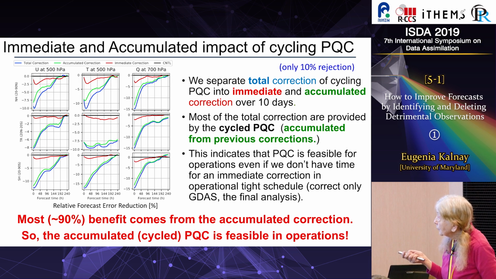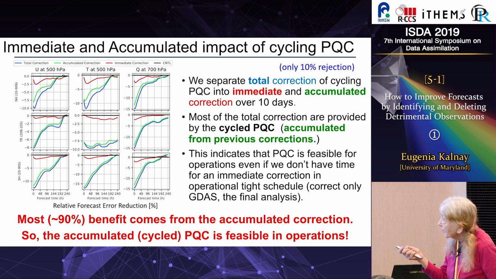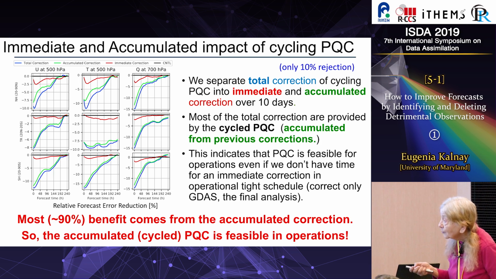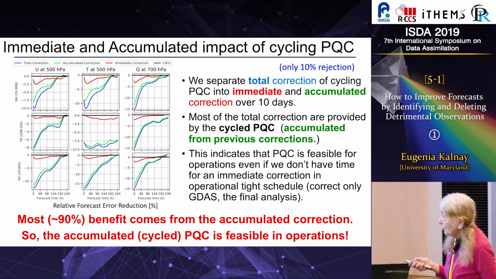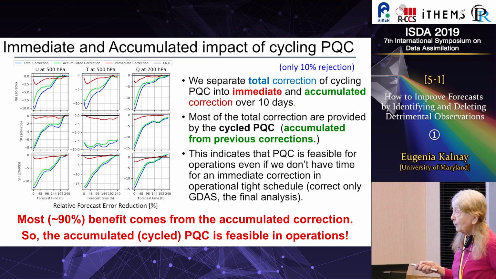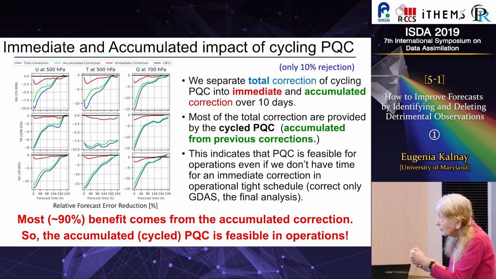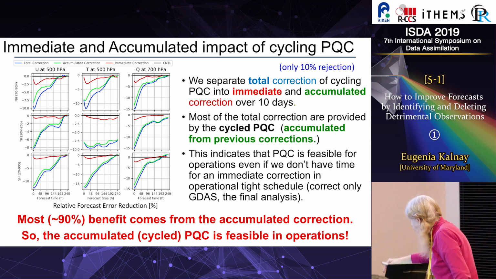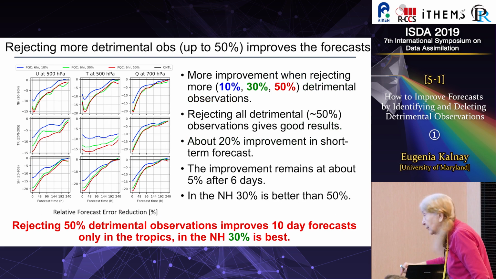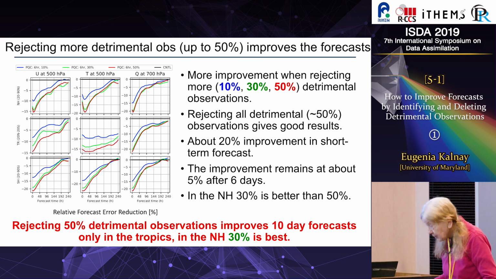So we separated the total correction of cycling into immediate and accumulated correction, and most of the total correction is provided by the cycled or accumulated, the green line. And again, this indicates that proactive quality control is feasible for operations, even if we don't have time for an immediate correction of the future observations. So this was a very encouraging result.